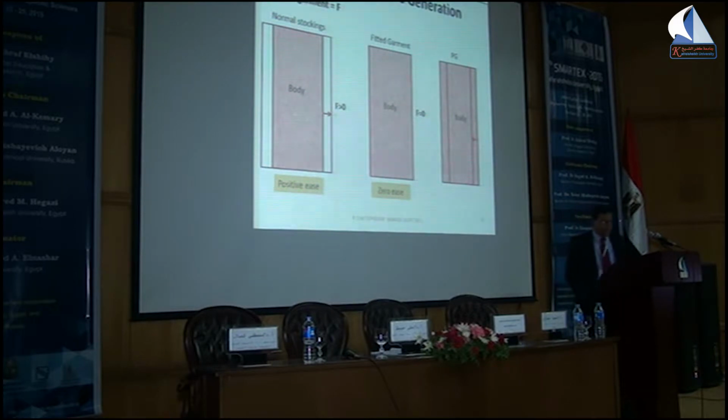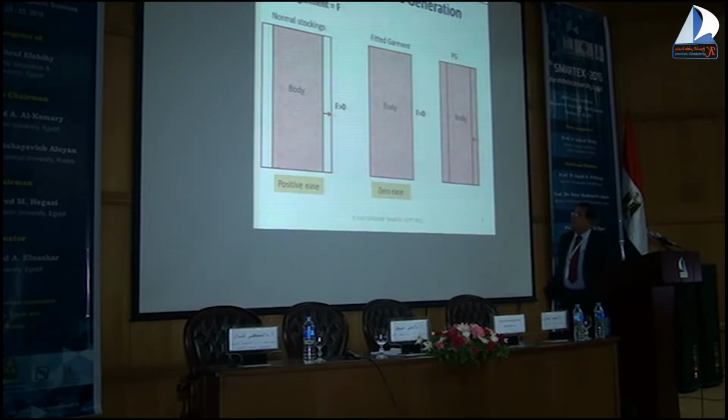Now this slide gives an idea about the principle of pressure generation. On the left hand side you have a body, and the human body, let us say, looks cylindrical, and there is a pressure stocking. If the ease of the garment, f, is greater than 0, that is the garment size is more than the body size, then obviously the body will never be compressed and no pressure will be generated.